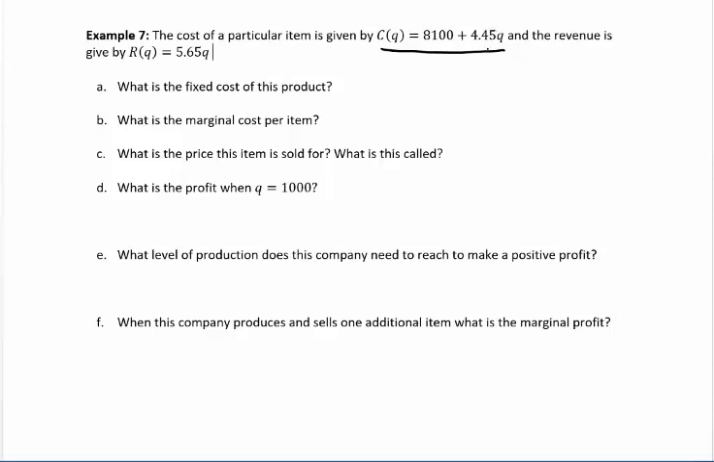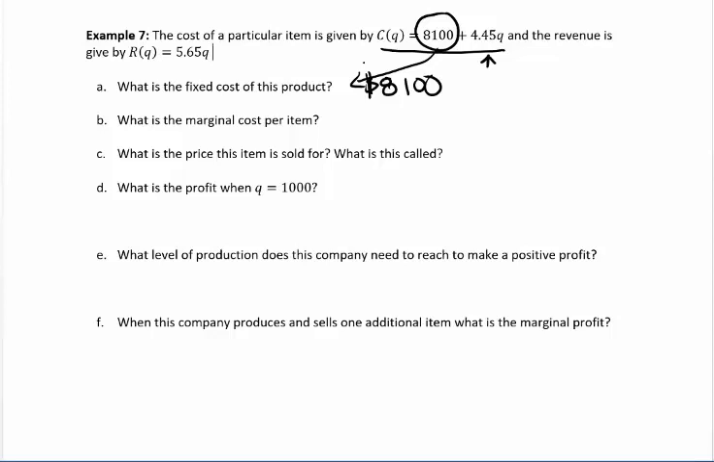So if we let Q be 0, then the second term would zero out, which means that our fixed cost is going to be the cost that's left over, which is $8,100. Remember, the units of all of these cost, revenue, and profit questions is going to be in dollars. So $8,100 is our fixed cost.